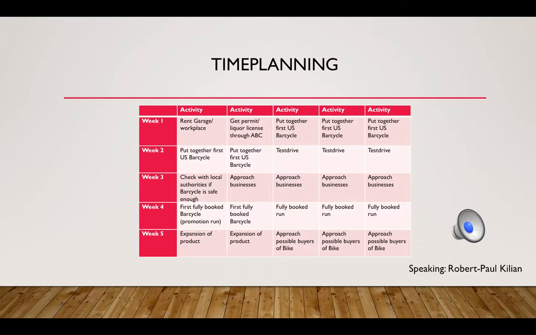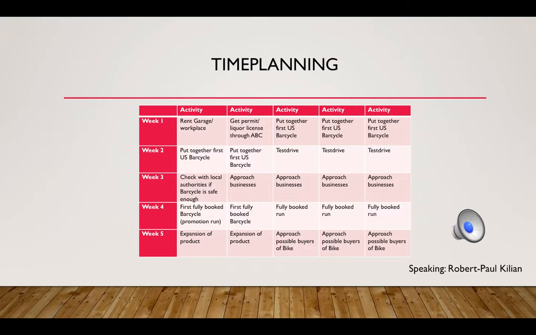Starting the second week will remain the same activity. After that, doing some test drives, of course, make sure everything's on point. After this, we will start in week 3, checking in with the local authorities, for instance police, to see if the cycle is safe enough.